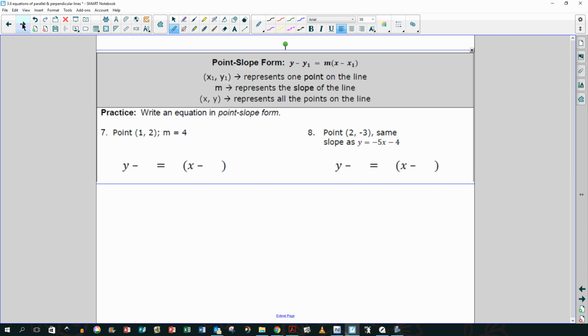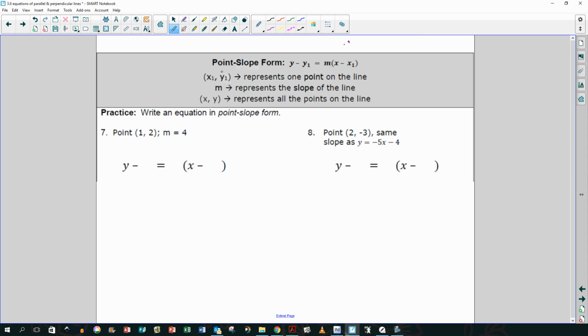All right, now let's talk about point slope. Okay, so point slope is y minus y1 equals m times x minus x1, where x1, y1 represents one point, m is your slope, and x, y represent all the points. So this is a particular point that they give you, and x and y just represent all of the points, the line as a whole.